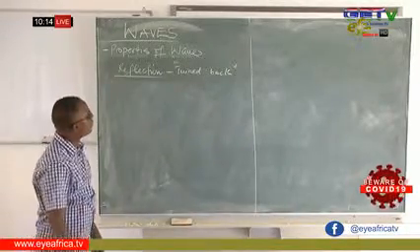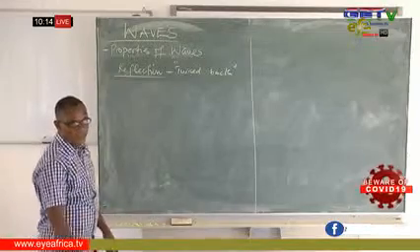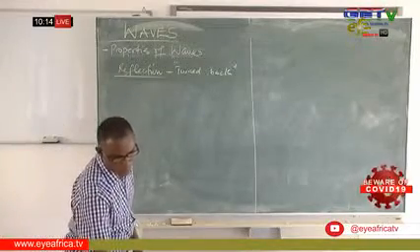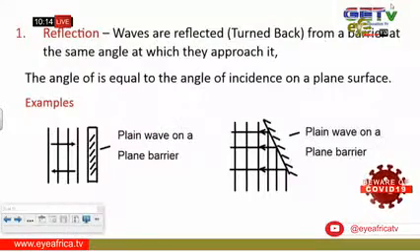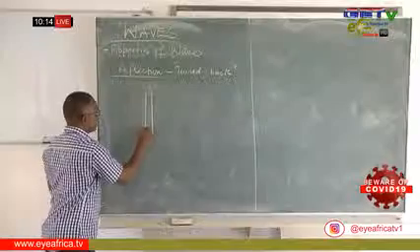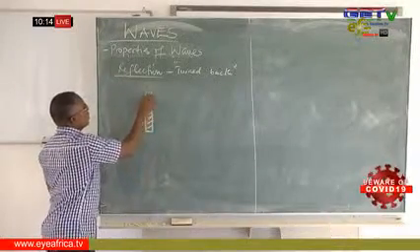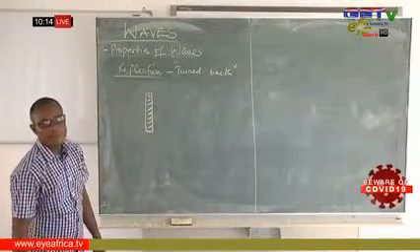Like if I have a plane surface, you see the reflection. First of all, I said the waves are reflected or turned back from a barrier at the same angle at which they are incident, if the barrier is a plane barrier. So let's look at the first barrier. The first barrier is a plane barrier.